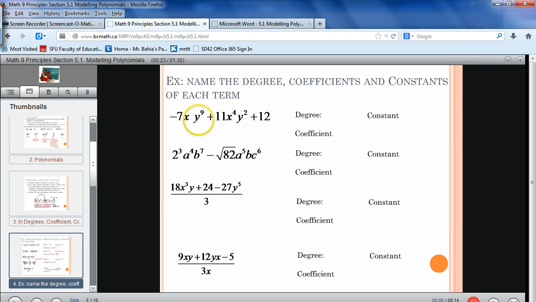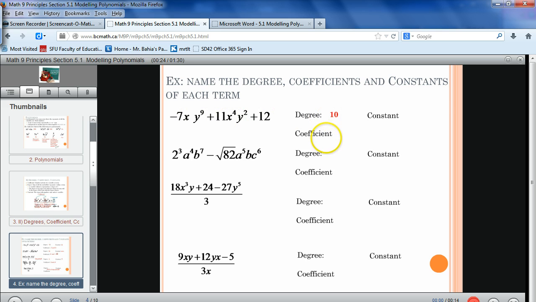Okay, so we take a look here. The degree of this first one is 10 because, remember, what's the degree of this term? Remember, x is an imaginary 1, so 1 plus 9 is 10. That would have a degree of 10. This one has a degree of 4 plus 2 is 6. And this doesn't have any letters, so it doesn't have any degrees, so the highest number is 10. So the degree of this is 10.